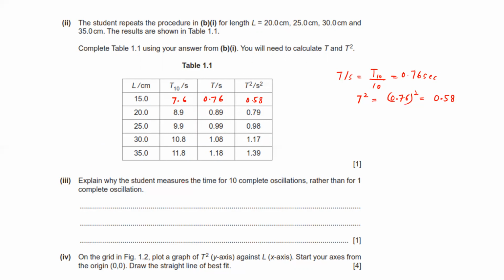Part 3, it says explain why the student measures the time for 10 complete oscillations rather than for one complete oscillation. Generally, we are using a stopwatch to calculate the time, and if we make one oscillation, there is a human error, or human reaction time, when you switch on and switch off the stopwatch. So there is a significant amount. For example, one oscillation is 1 second, and the human reaction time is 0.5 seconds. So the error is 50%.